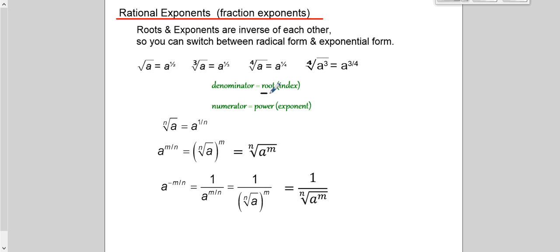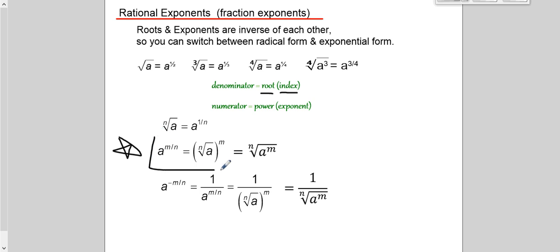So the root, the index, is your denominator. The numerator is the power. Look at this example. This one, a to the m over n equals the nth root of a, all of it to the m power, or you can put the m inside, nth root of a to the m. If you have a negative exponent, remember negative exponents give us reciprocals, and that would be 1 over the nth root of a to the m.